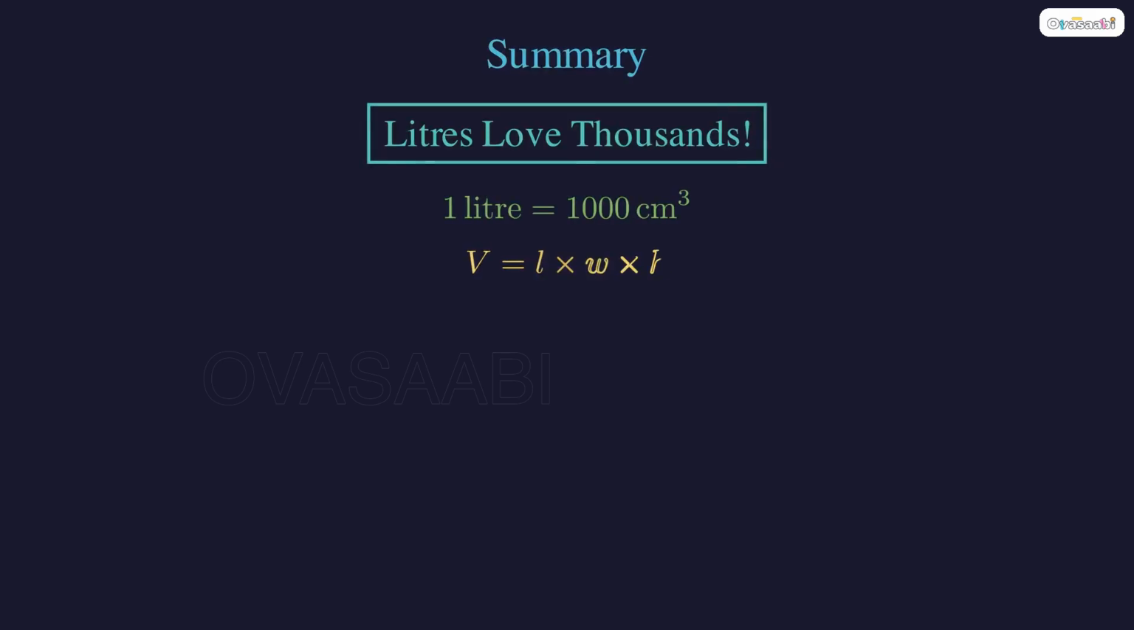Remember this catchy phrase, liters love thousands. 1 liter equals 1000 cubic centimeters. And for boxes, volume equals length times width times height. You've got this.